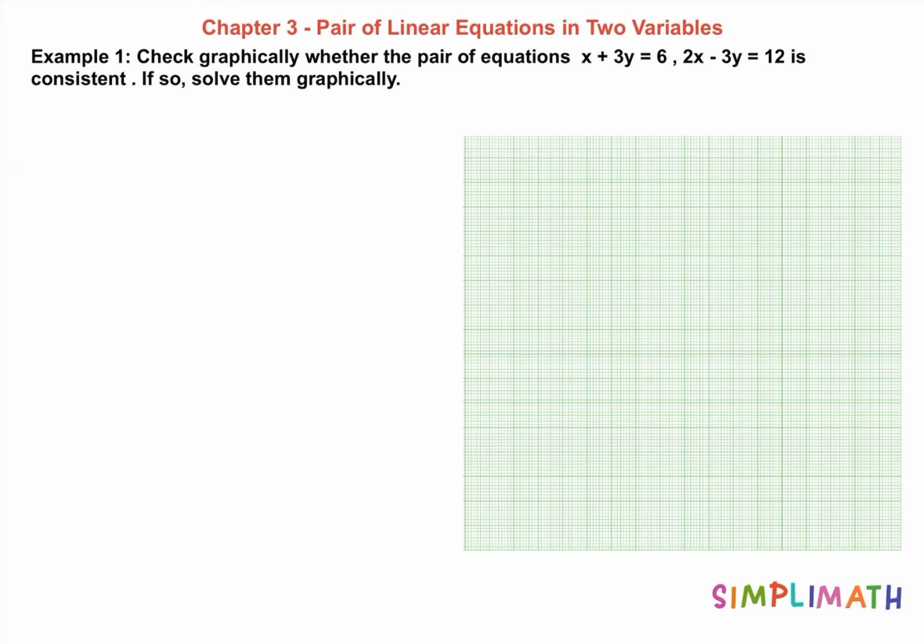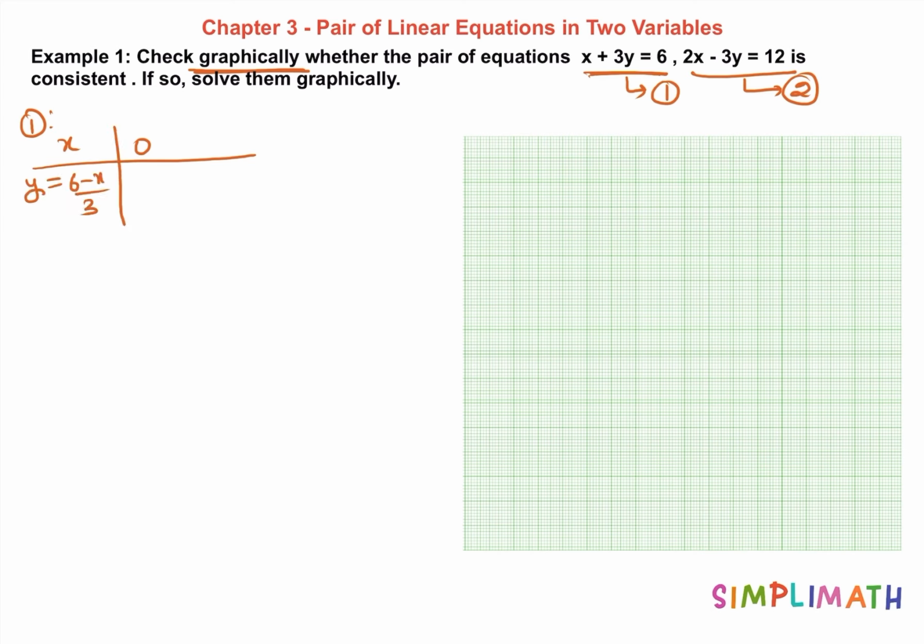Alright, now let us come to this first equation. Now for plotting the equation on the graph, because we have been asked to check it graphically. So let us say that this is equation 1. Let us say this is equation number 2. So for equation number 1, if I plot different points, when x is 0, y equals 6 minus x upon 3. So the value of y would be 2, and when x is 6 we have y equal to 0.